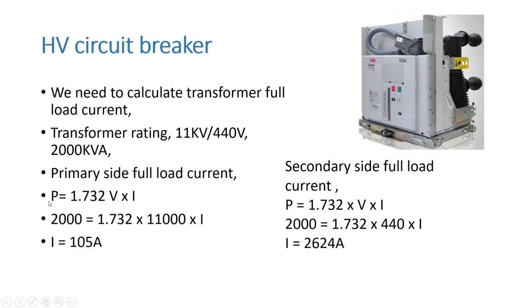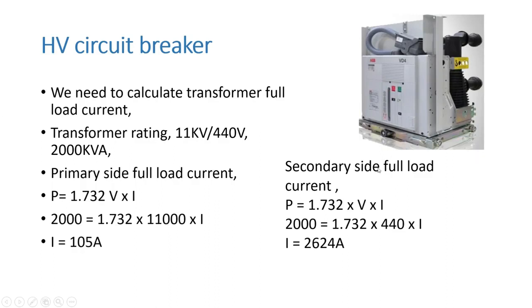As we know the power formula, P equals 1.732 × V × current. They have given us kVA, so apparent power. So I took the 2000 kVA on the left side and put the formula 1.732 × 11,000 × current. I need only this current, so with simple mathematics I got 105 amperes.